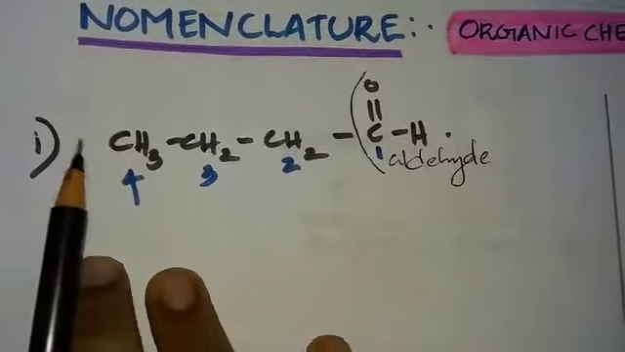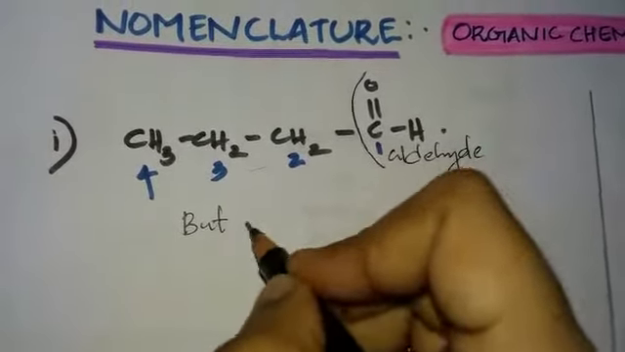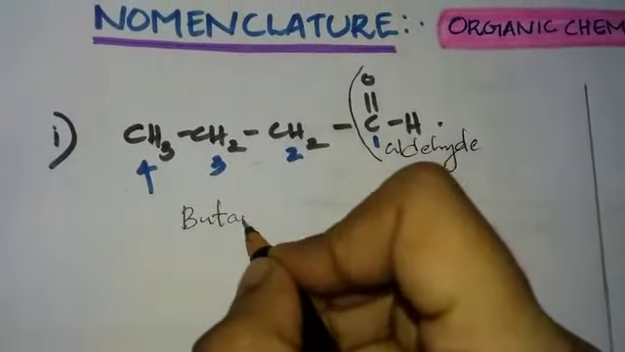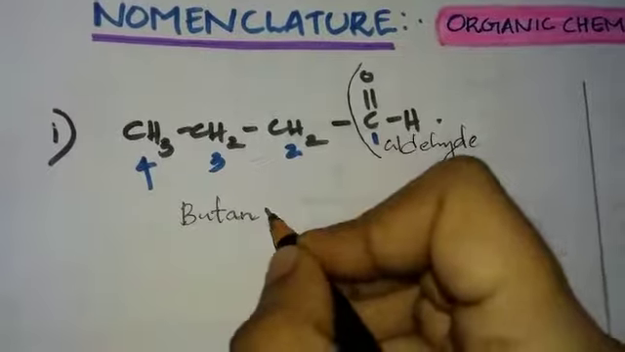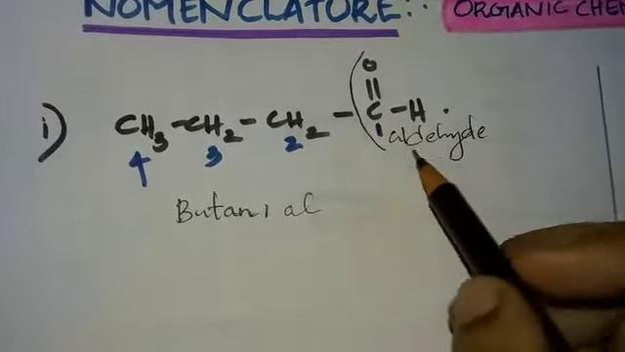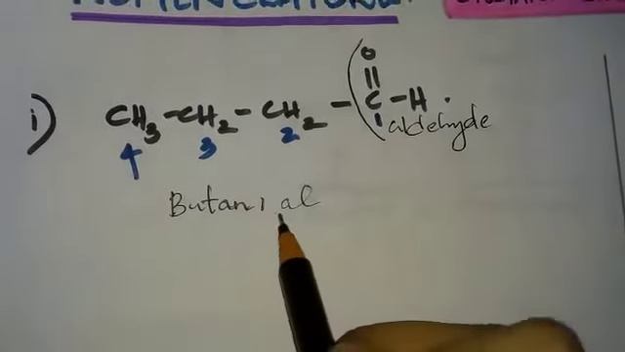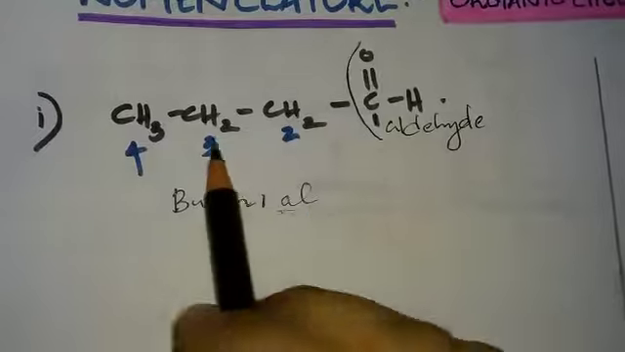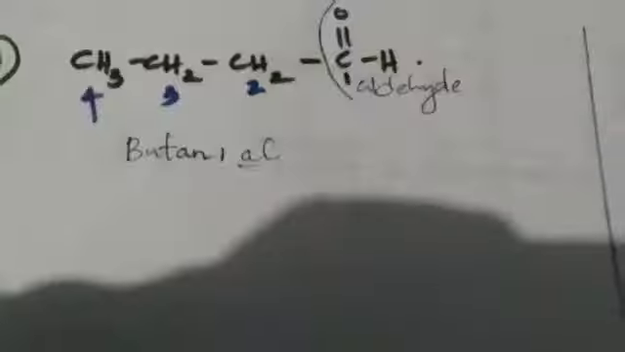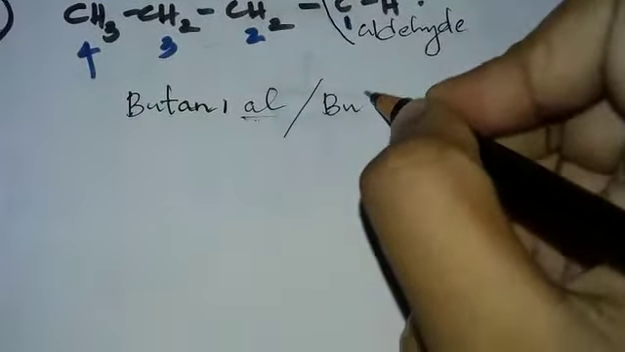So the next is the word root. The word root is but, and it's a saturated compound, so butane. For the functional group aldehyde, the secondary suffix we write is al. So butane 1-al is the name of this compound. Butane 1-al can also be written as butanal.